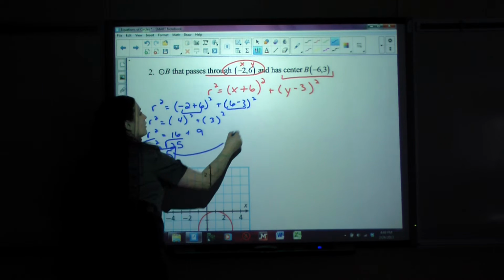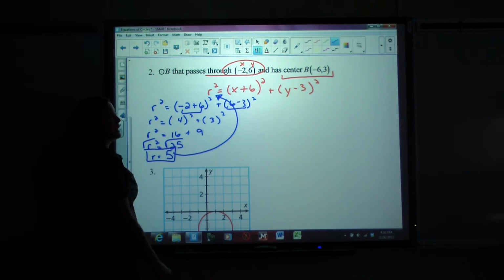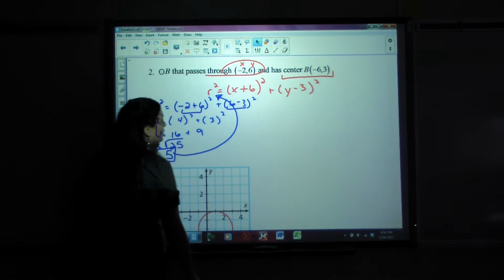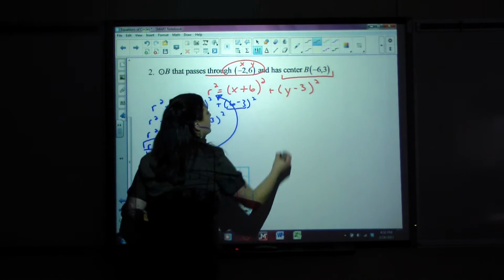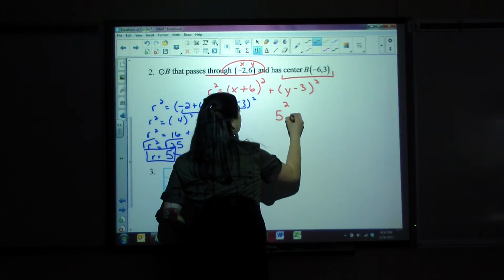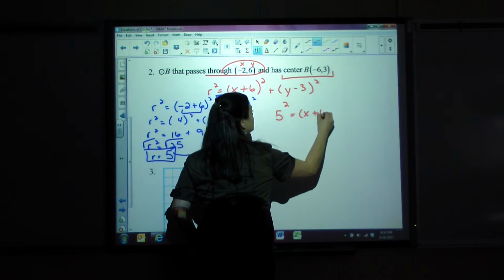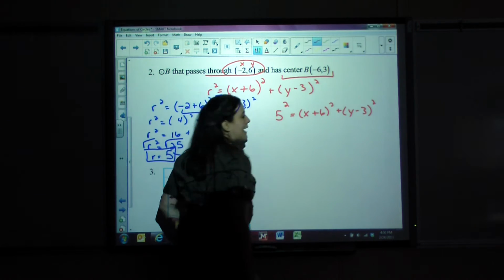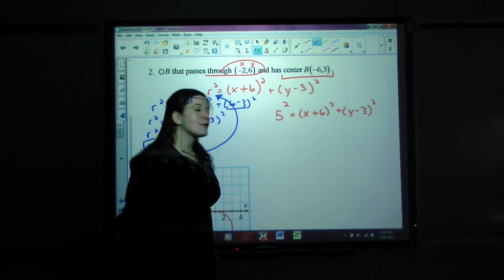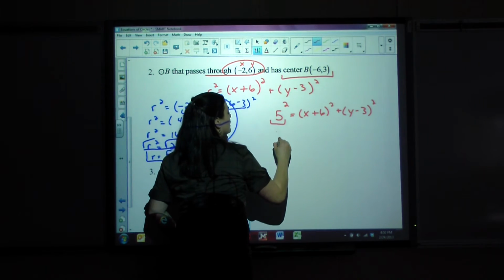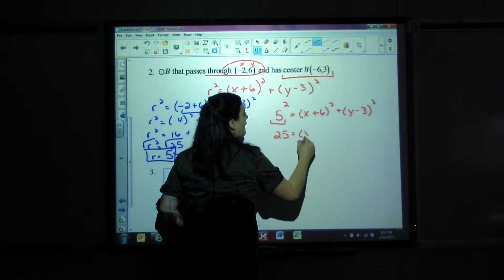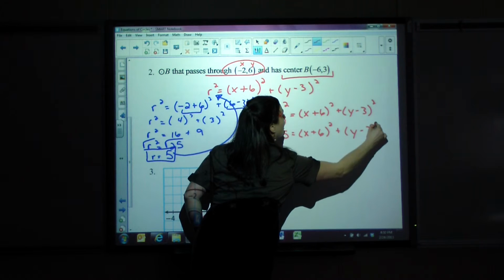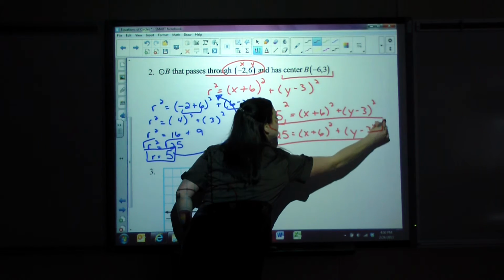We now have our other information that we can plug in. We need to plug that in for r. So we're going to plug in 5 for r, and we are going to have 5 squared equals (x plus 6) squared plus (y minus 3) squared, and that is our equation. The only other thing you could have done is realize 5 squared is 25. And we now have our completed equation.